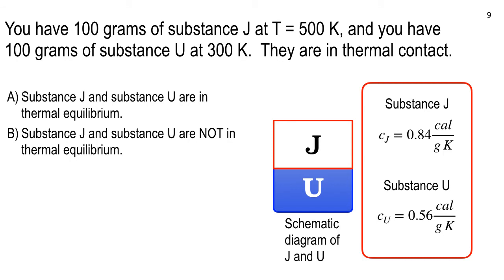And by the way, jot down the specific heats. You're going to need them. It's 0.84 calories per gram Kelvin for substance J, and 0.56 calories per gram Kelvin for substance U. There's a little schematic diagram of J and U in contact. You can think of the original picture as a beaker with a blob of substance U in it. But answer me this: are they in equilibrium or not?